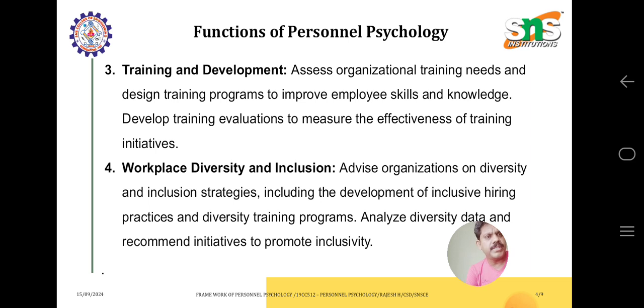The fourth point is workplace diversity and inclusion. They advise organizations on diversity and inclusion strategies, including the development of inclusive hiring practices and diversity training programs, analyze diversity data, and recommend initiatives to promote inclusivity. Inclusivity is done for various profiles of candidates, regardless of gender, cultural background, economic background, social background, etc.